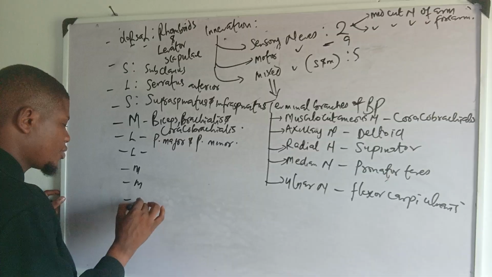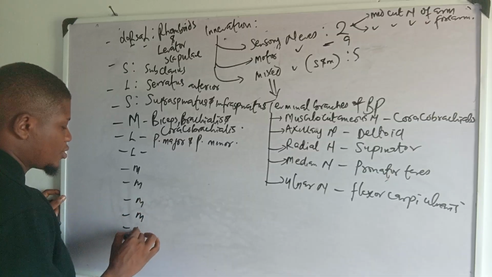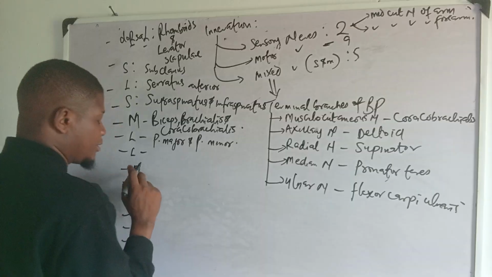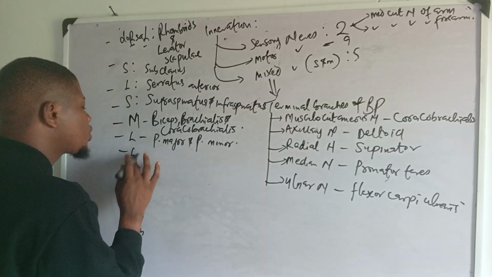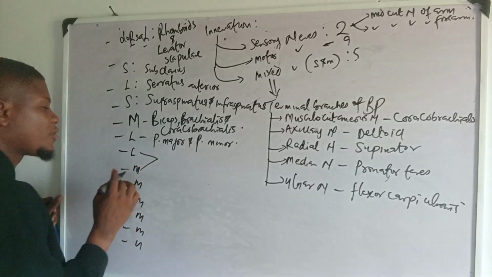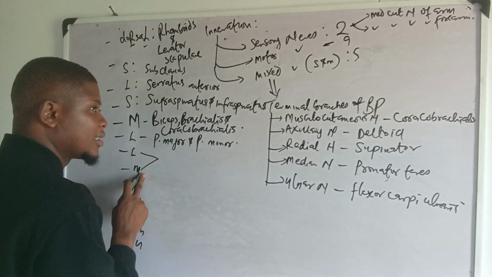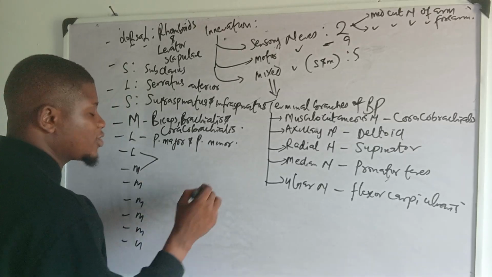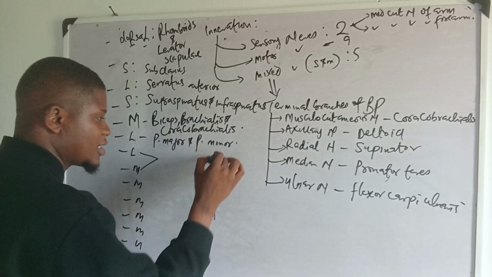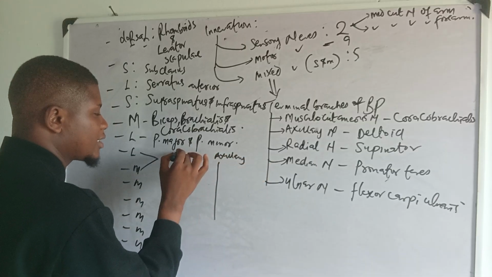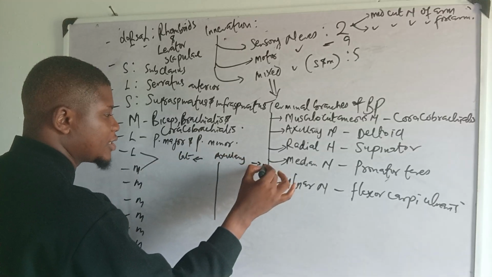Then look at the next one: 4M, then U. Let me call this first one the medial root of median nerve. So these two nerves, the medial root of median nerve and the lateral root of median nerve, look at how the formation is. This is the axillary artery. Let's say towards this side is lateral, and towards this side is the medial part of it.